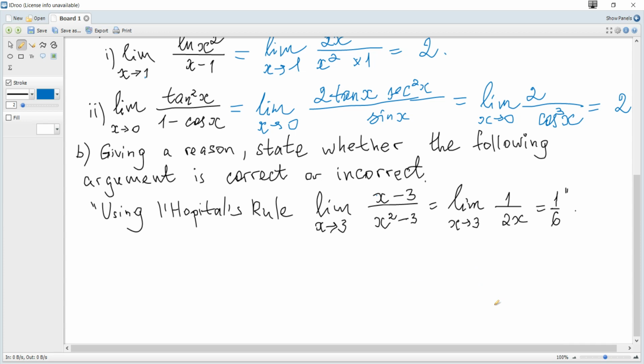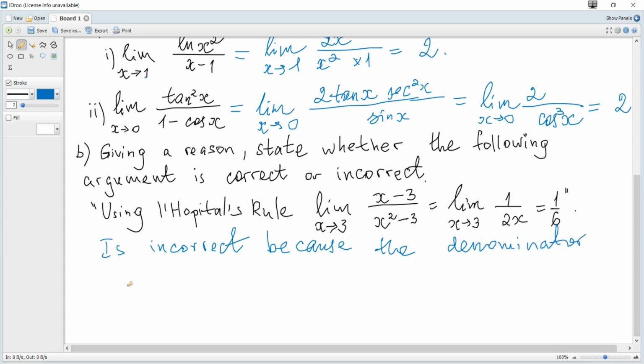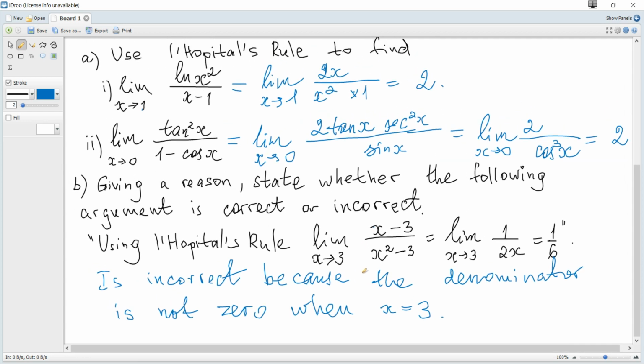So we write that it's incorrect, because the denominator is not 0 when x is 3. So the limit is not 0 over 0, and L'Hopital's rule cannot be applied here. And that's all for this question.